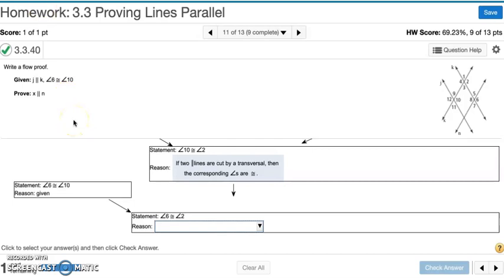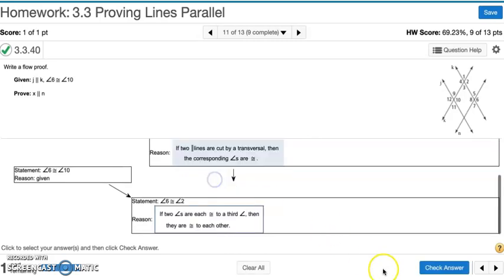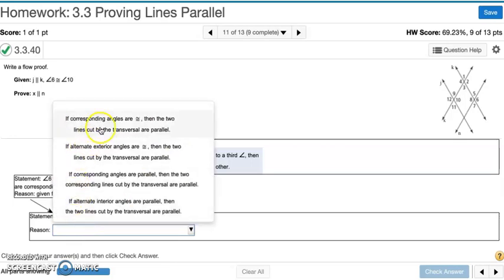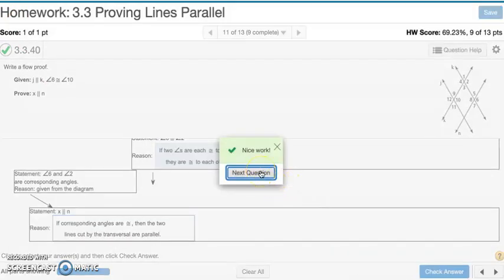If we have two angles, both being equal to a third angle, then we can say they're equal to each other. So since both angle 6 and angle 2 are equal to angle 10, we can say they equal each other. So we're going to say: if two angles are each congruent to a third angle, then they are congruent to each other. And to prove our statement, x is parallel to n: if angle 6 and angle 2 are congruent and they're both corresponding angles, then we can say the lines are parallel. And that's the answer for number 11.